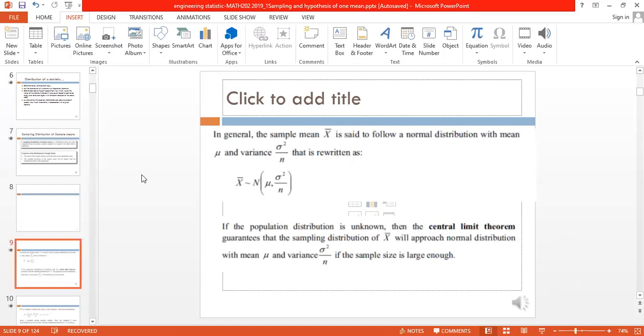Okay. So in summary, we are saying that in general, the sample mean X bar is said to follow a normal distribution with a mean mu and a variance what? Sigma squared over n. So we can write X bar also to be normally distributed as long as X was also what? Normally distributed.